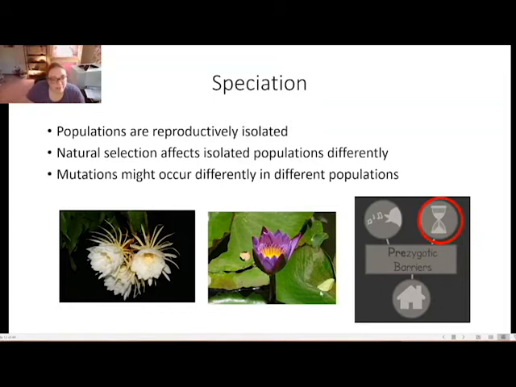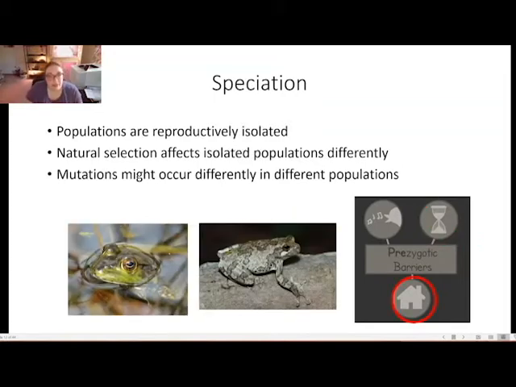Then you have another possibility, which is their habitat preference. Even though two species may live together in an area, they might differ in where they prefer to live. So for example, two types of frogs. One can live in the water like a bullfrog, and the other one lives up in the trees like a gray tree frog. They live in completely different areas, so that isolates them based on their habitat preference.